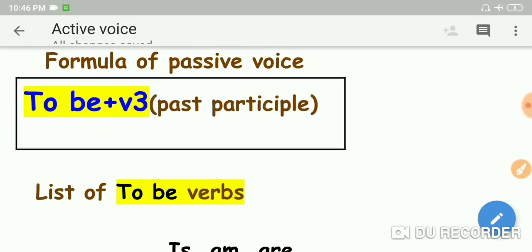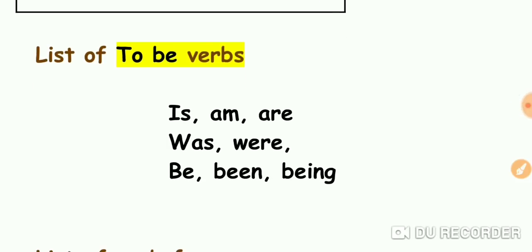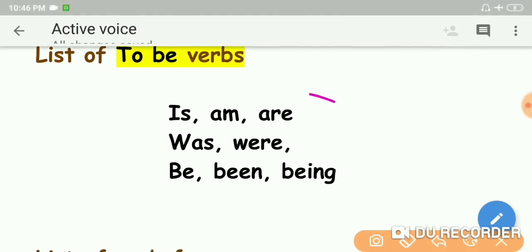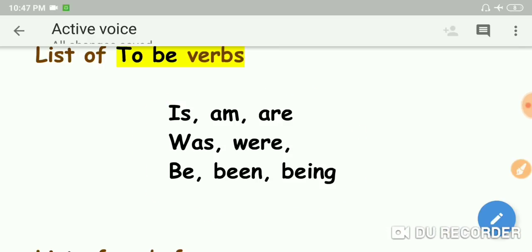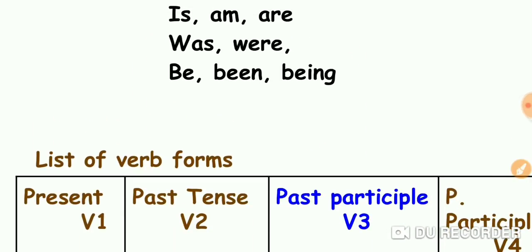So let us learn what the to be verbs are in English. Here we have 8 to be verbs. These are is, am, are, was, were, be, been, being. If you want to frame a passive sentence, there must be one to be verb, my dear friends. Any one of these can be used to frame a passive sentence. Without these to be verbs we cannot frame a passive sentence, my dear friends. But only with the help of to be verbs we cannot frame a passive sentence.